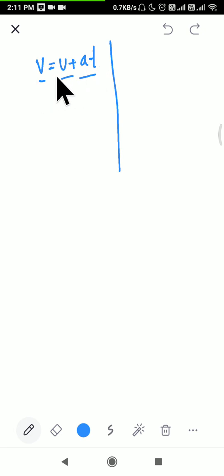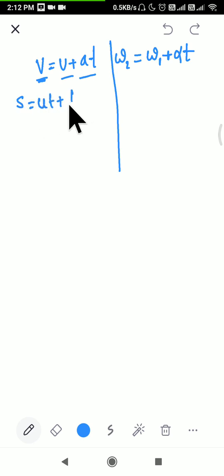Okay, let's continue. Similar to this equation, if I want a final angular velocity, let us say it is omega 2, it is equal to initial angular velocity omega 1 plus alpha, instead of a I am using alpha. Alpha is nothing but angular acceleration, time is time. So final angular velocity will be equal to initial angular velocity plus alpha into time. Okay, so second equation, what is it? S is equal to ut plus half at square.